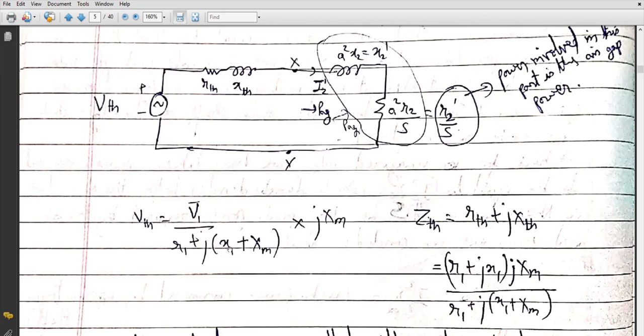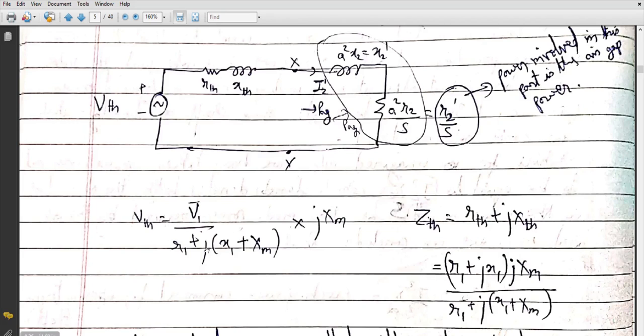Why? Because X1 is very small, so X1 plus XM is approximately replaced by JXM. Now R1 plus JX1 is again approximately replaced by JXM. R1 is again neglected, so put R1 as 0 and X1 as 0. So you will get V1 divided by JXM into JXM. So whenever a statement is written that neglect the stator impedance, then directly you should put R1 and X1 as 0.